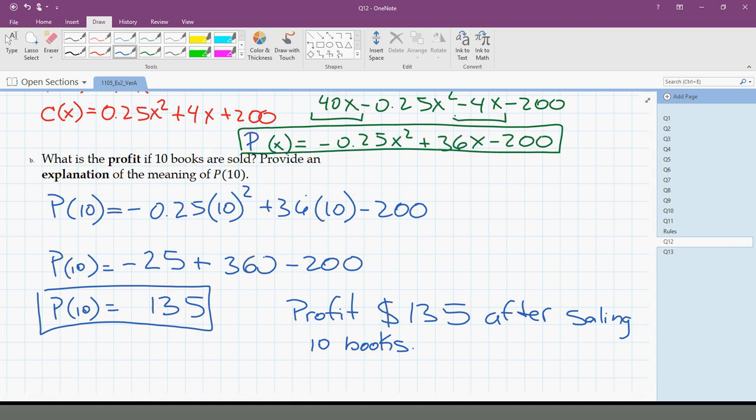Next problem, 13. You're good with that one? Yeah, they want to know if you understand what happened in there. So P is your profit. After you subtract all the costs for the books, you earn $135. Something, yeah, to explain what that is.